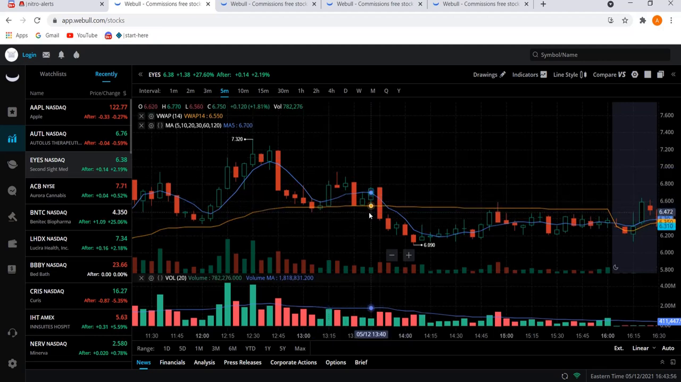And you sell if you have your entry right here and it breaks below it, you sell at a stop loss that's right below it. Let's take a look at another stock that we traded today.